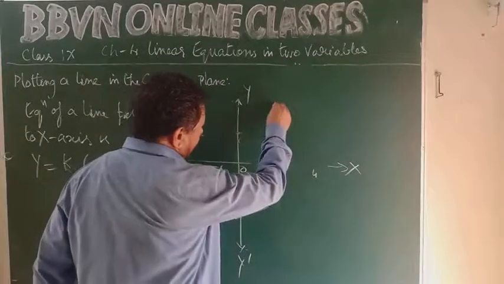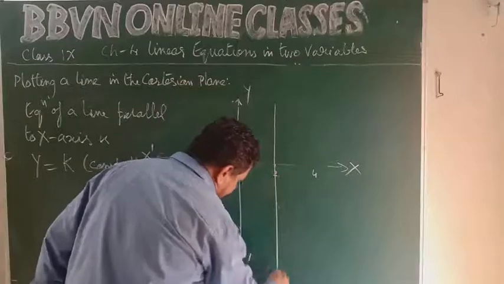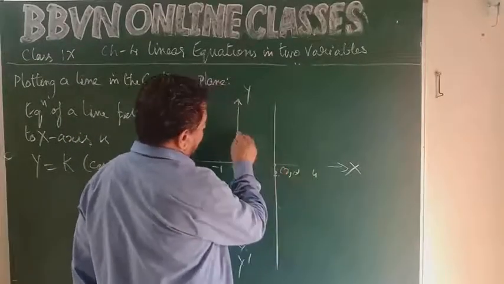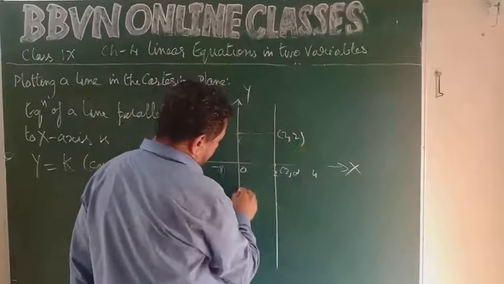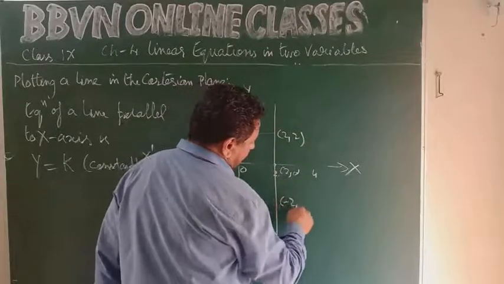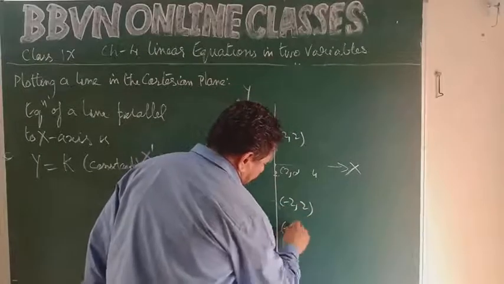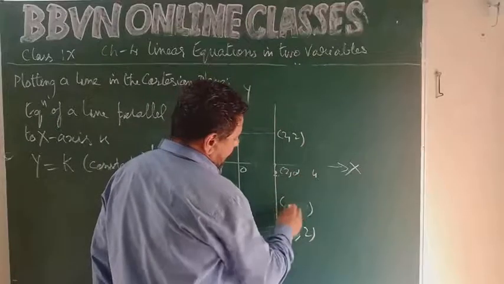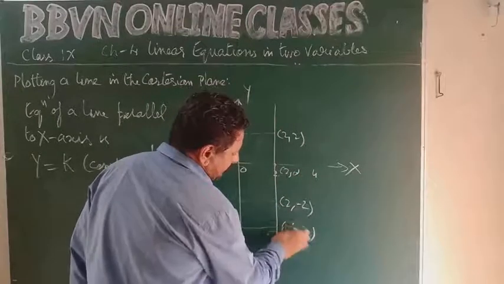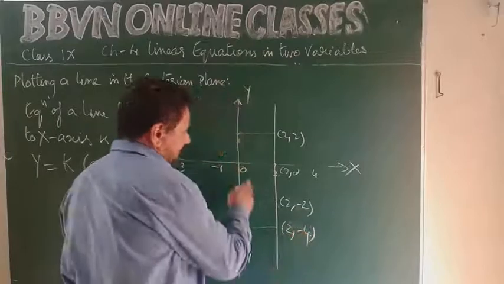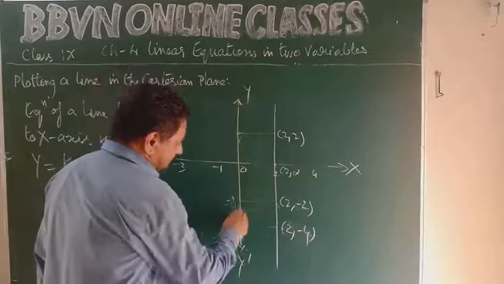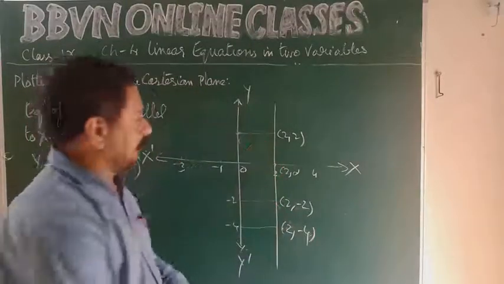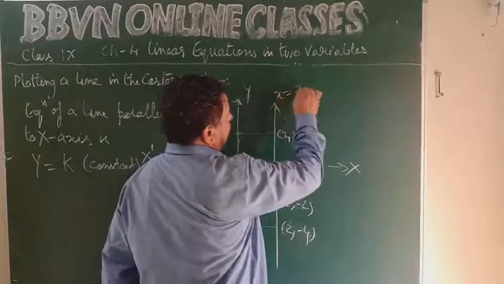Now, say I have a line parallel to y-axis. So this point is 2, 2, and this one is 2, minus 2, and 2, minus 4. This is y-axis. Now we see that the x coordinate remains constant for this line. So the equation of this line is x equal to 2.